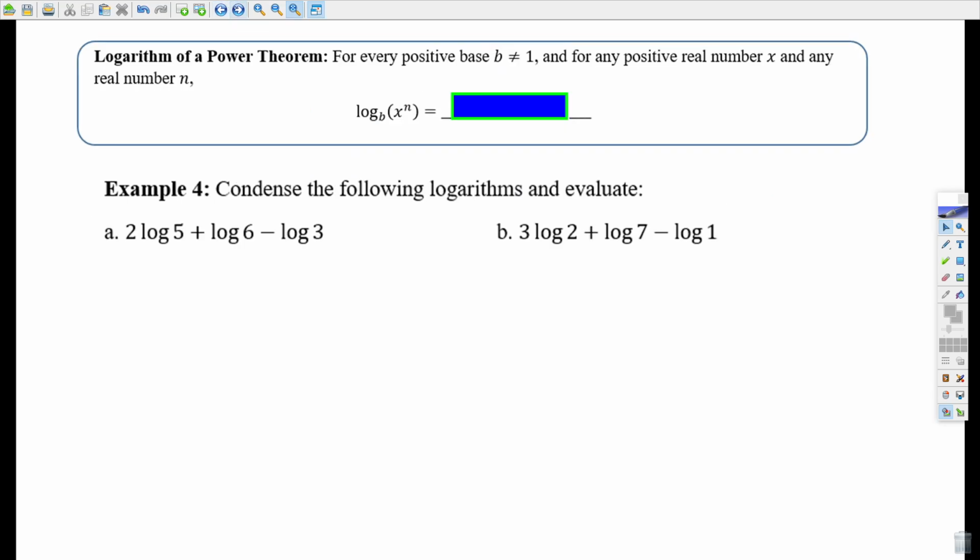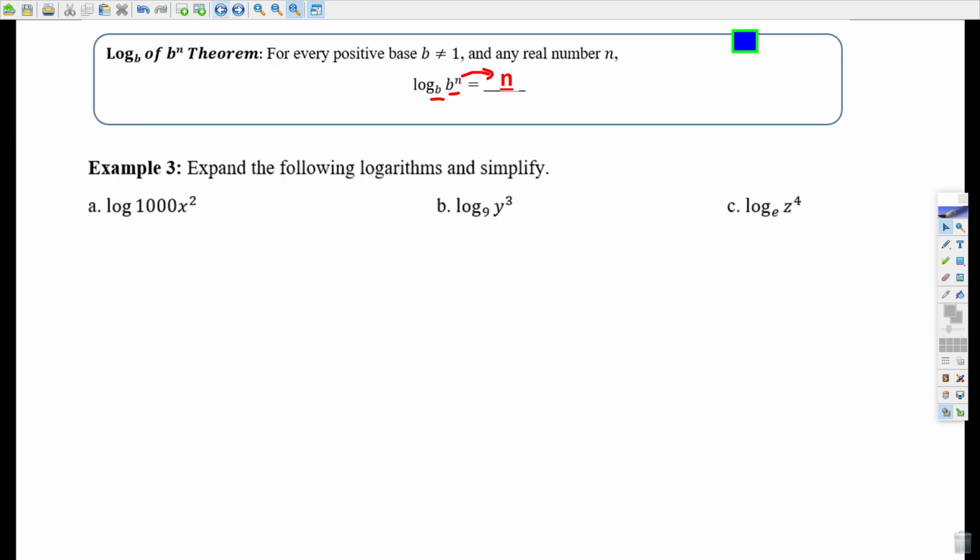I think we have, how many more? Pretty much only one more property. And then we'll be solving these using these properties as well.